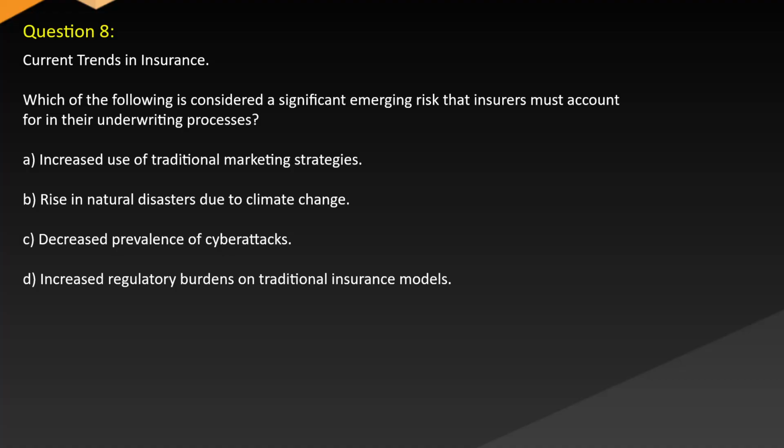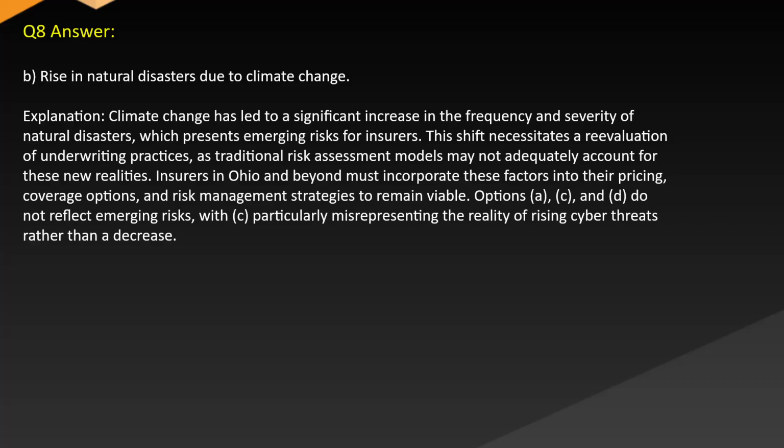Which of the following is considered a significant emerging risk that insurers must account for in their underwriting processes? A. Increased use of traditional marketing strategies. B. Rise in natural disasters due to climate change. C. Decreased prevalence of cyber attacks. D. Increased regulatory burdens on traditional insurance models. Answer. B. Rise in natural disasters due to climate change.